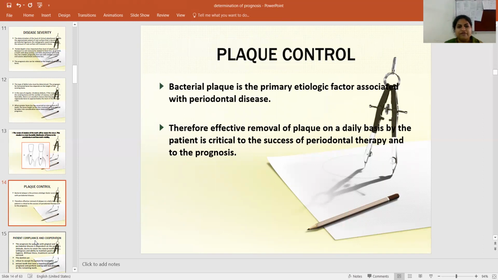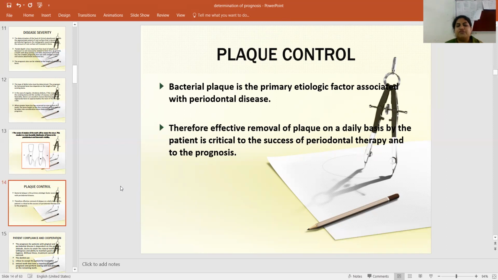Now the third point we are going to discuss is plaque control. Bacterial plaque is a primary etiological factor associated with periodontal disease. Therefore, effective removal of plaque on a daily basis by the patient is critical to the success of periodontal therapy and prognosis. If the patient is maintaining plaque control, then the prognosis will be favorable. And if the patient is not maintaining it, then the prognosis will be unfavorable.